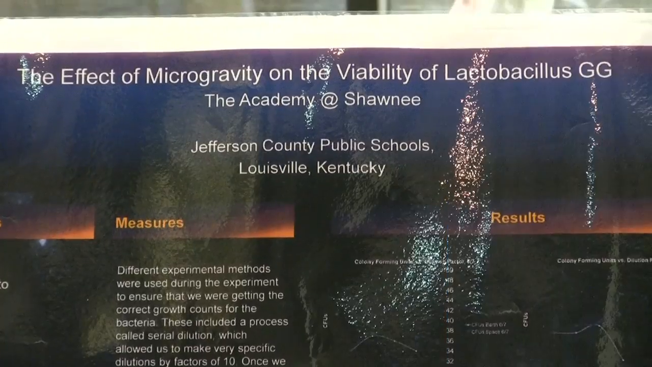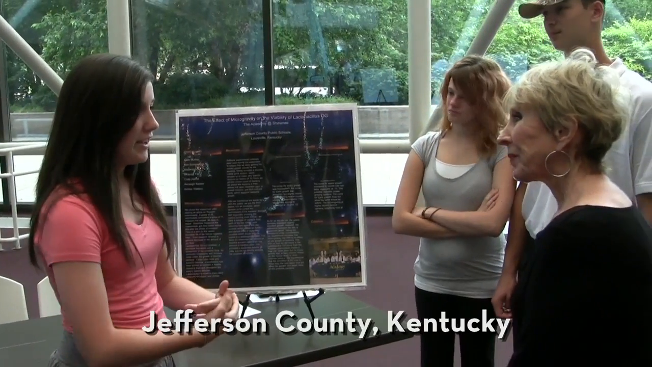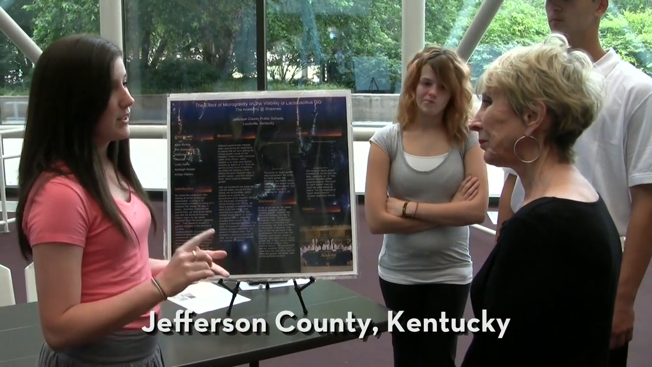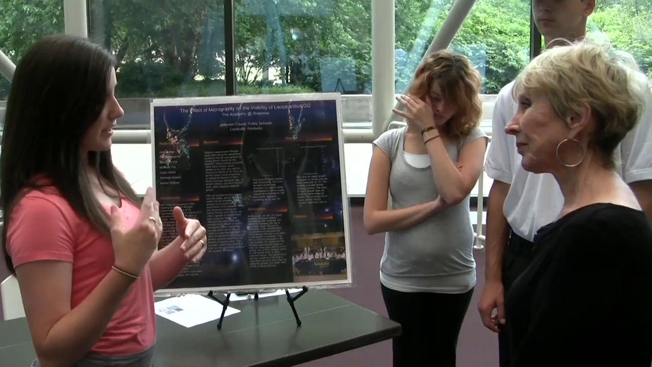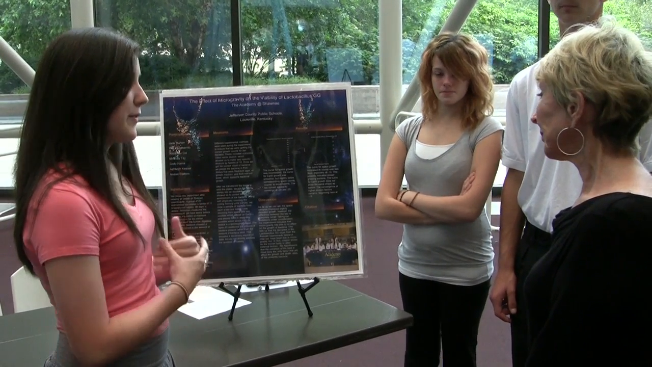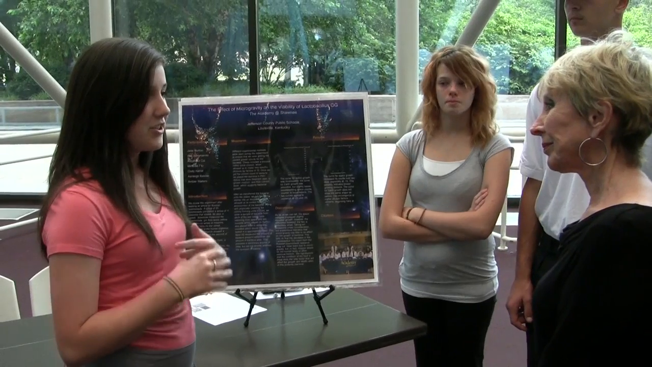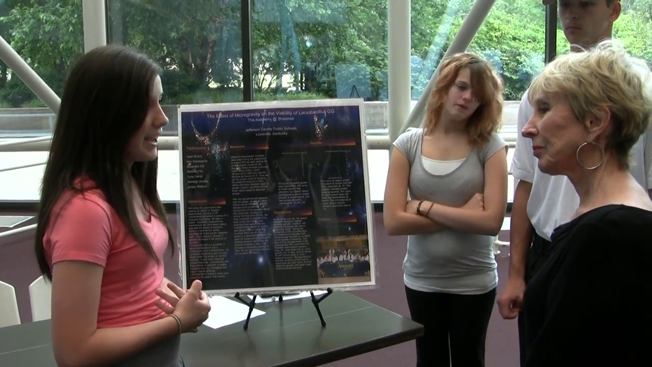So what we tested was the viability of Lactobacillus GG. Lactobacillus GG is a probiotic, which is a good bacteria, and it's found in dairy products like milk, cheese, and yogurt. It's also a bacteria in your intestines that keeps you healthy and keeps your immune system up and running. It was found in Russian cosmonaut research that the lactobacillus levels actually decreased over 96 days, and we were wondering what exactly happened over those 96 days.